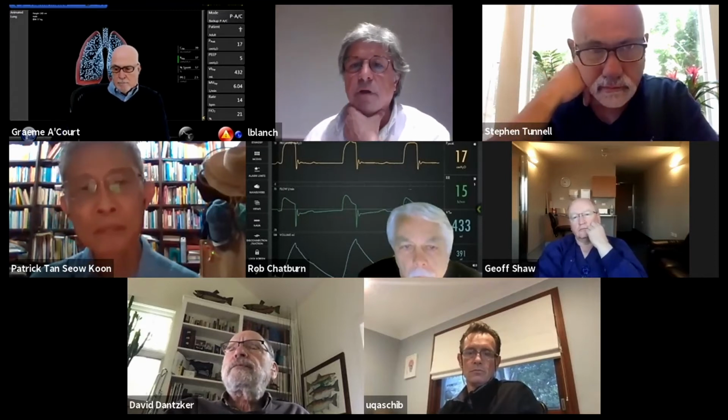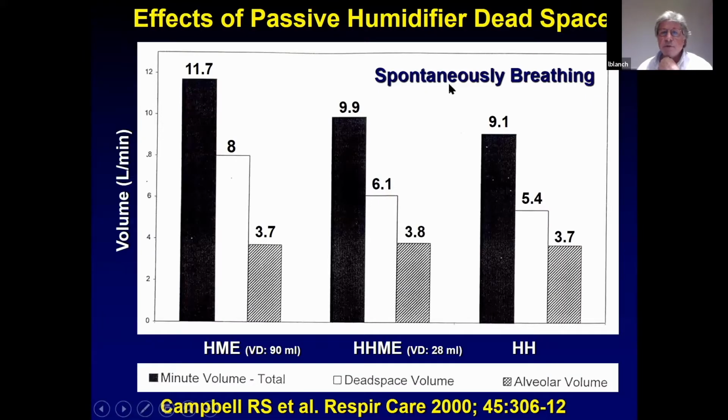So let's see a couple of examples. These are spontaneously breathing patients, and we are looking only at instrumental dead space. Look at this heat moisture exchanger where alveolar volume is 3.7 and does not vary, but in black is the minute volume due to this increased anatomical dead space.